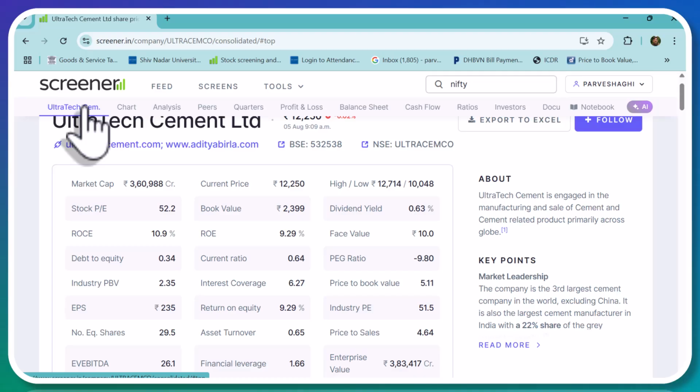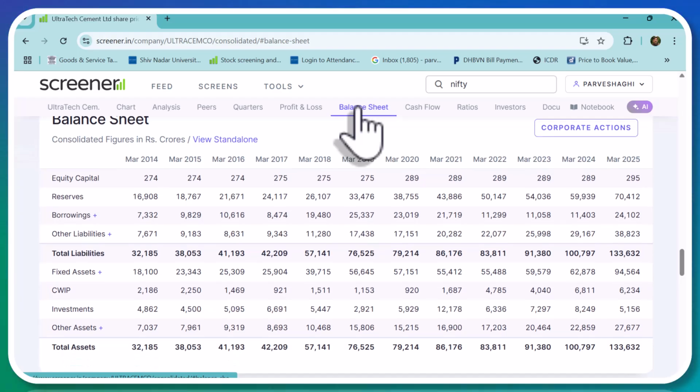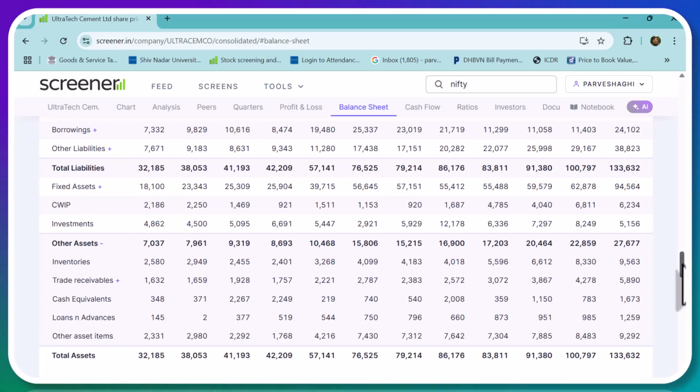You can go to the balance sheet. If you go to the balance sheet, you look at the borrowings here, 24,000. You add this to the market cap and reduce the cash balance. So how do we do that? Go to the other assets and look for cash here. Cash is how much? 1673. So do this calculation, you will get the enterprise value.